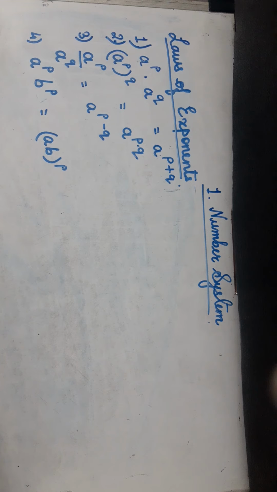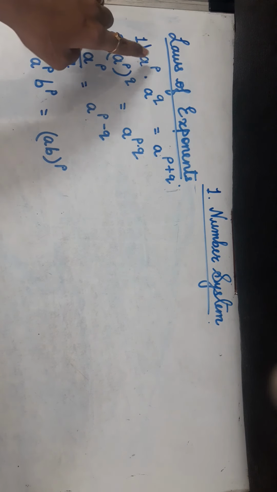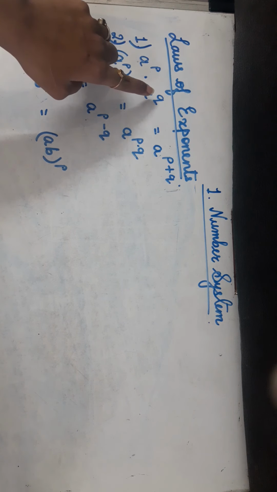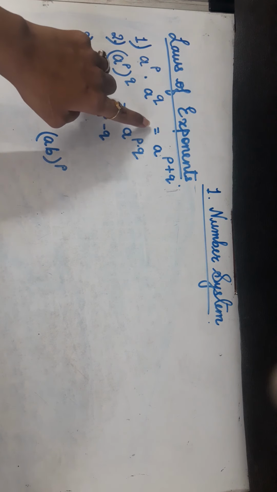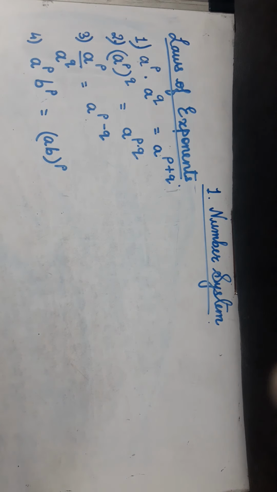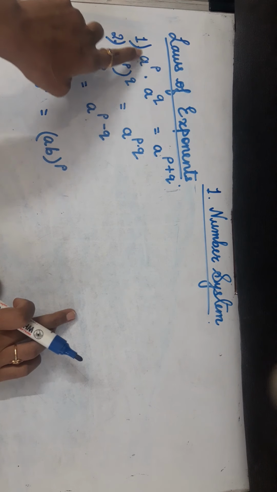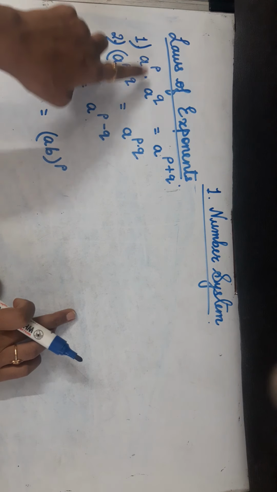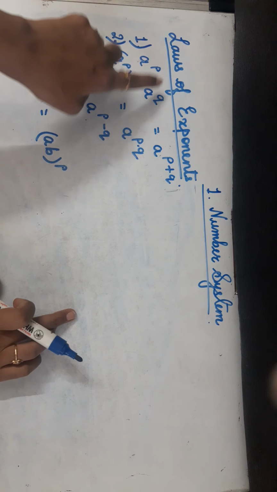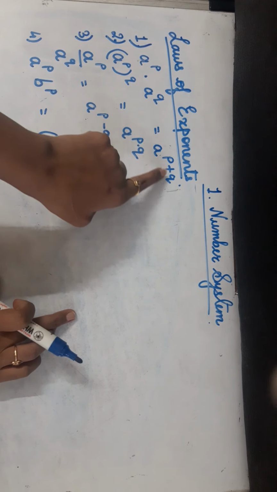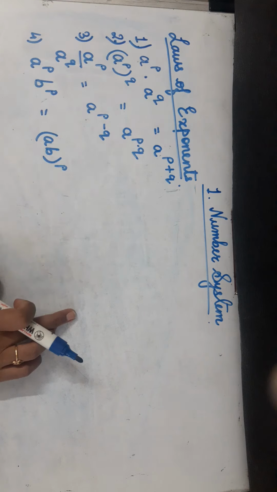And the topic is laws of exponents. Okay, very easy it is. Now these are the 4 laws of exponents. The first one is a raised to p into a raised to q, and it is equal to a raised to p plus q. So when the bases are equal and they are in multiplication, we have to add their powers, p plus q, and write the base only once.